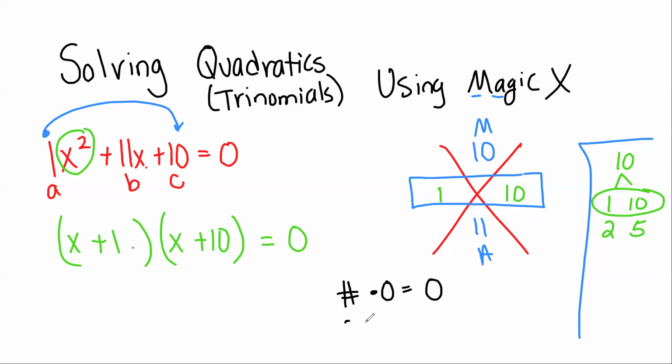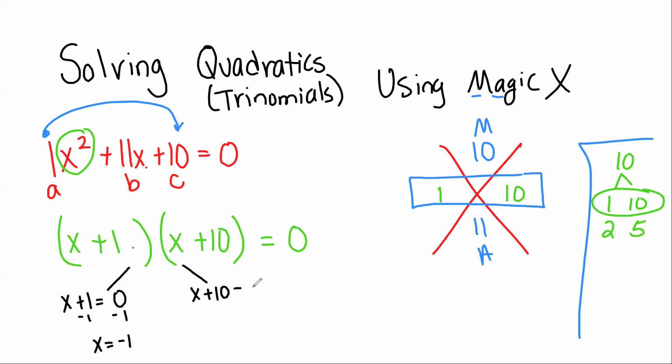But also, 0 times any number is 0. Okay, so for this green sentence to be true, one of those is 0. We do not know which one, so we solve them both. You're going to set both of these factors, or babies, equal to 0. So do x plus 1 equals 0, subtract 1, x equals -1, and do x plus 10 equals 0, subtract 10, and x is -10.